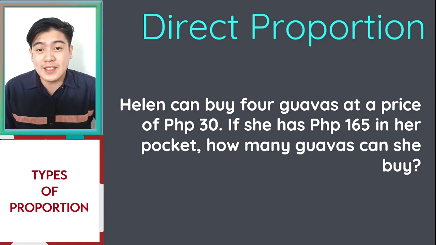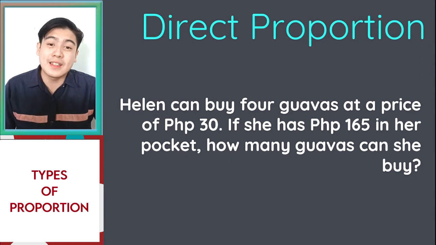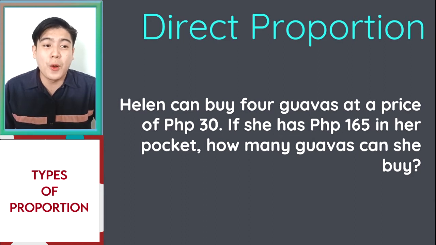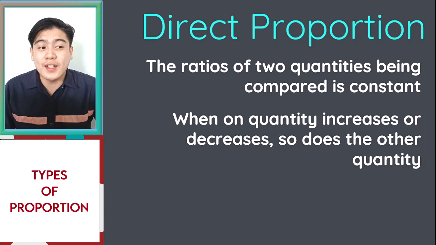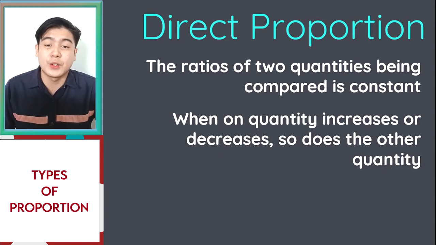Or, pag nag-decrease naman yung isang value, magdi-decrease din naman yung isang value. So, yun yung direct proportion. And, this is a type of direct proportion problem because the ratio of 2 quantities being compared is constant, and when one quantity increases or decreases, so does the other quantity.